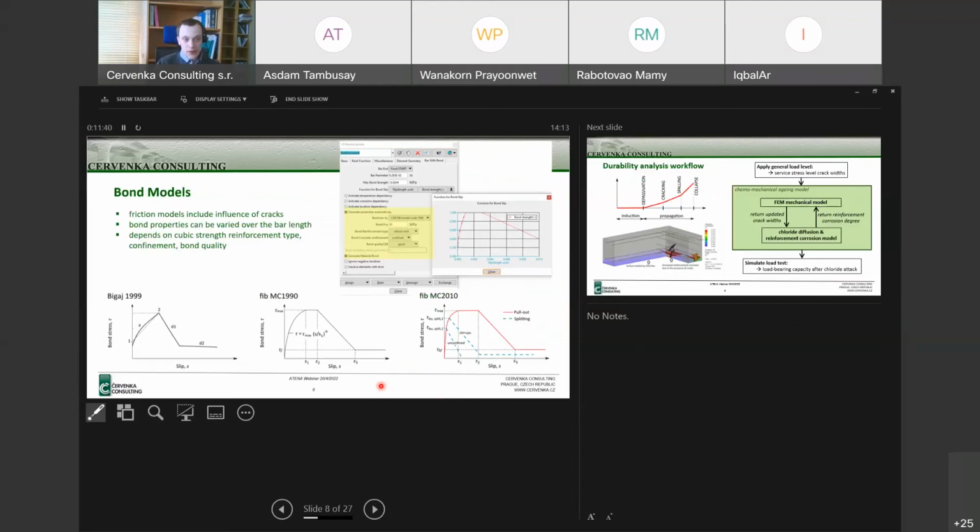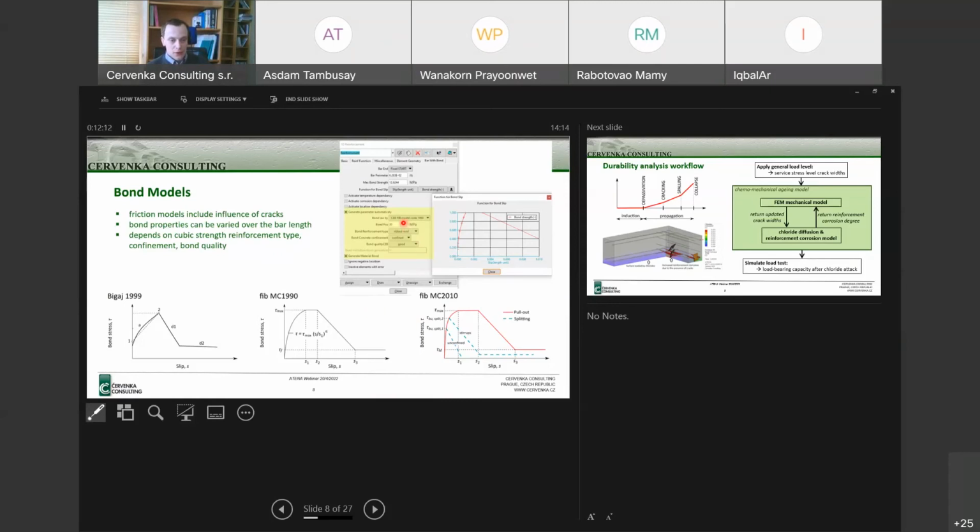Some of the bond functions based on some literature or standards for designing reinforced concrete structures are already implemented in the GiD software, which is used as a preprocessor for ATENA. So you can automatically generate the bond slip function, meaning the relationship between the bond slip and bond stress.